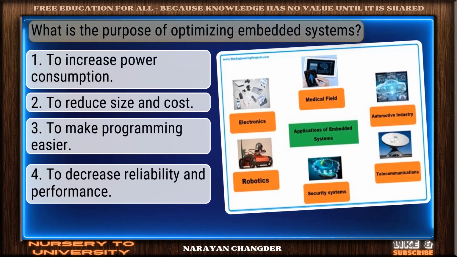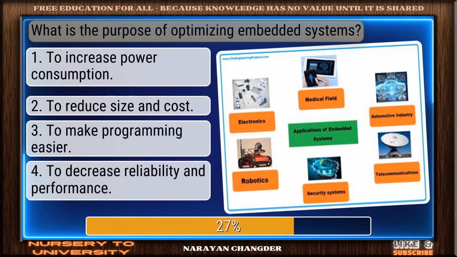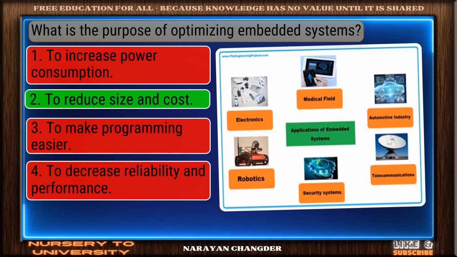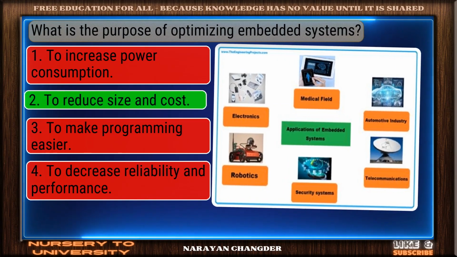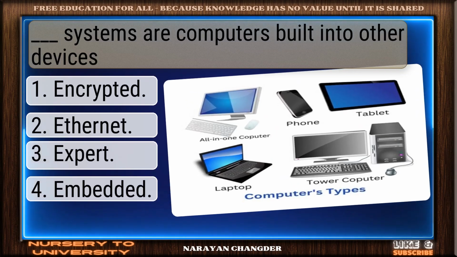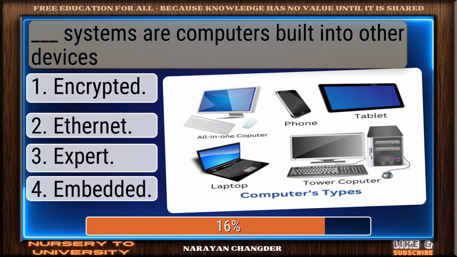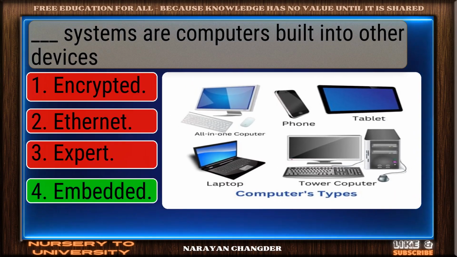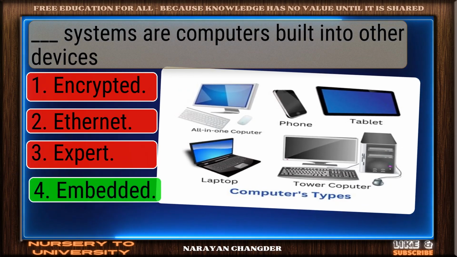Question number 26. What is the purpose of optimizing embedded systems? Strong choice. To reduce size and cost is the right answer. Question number 27. Dash systems are computers built into other devices. Good job. Your answer, embedded, works well here.